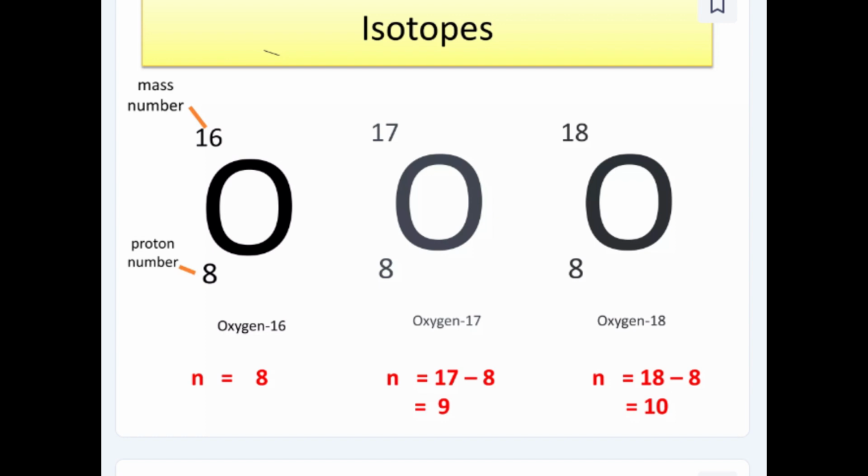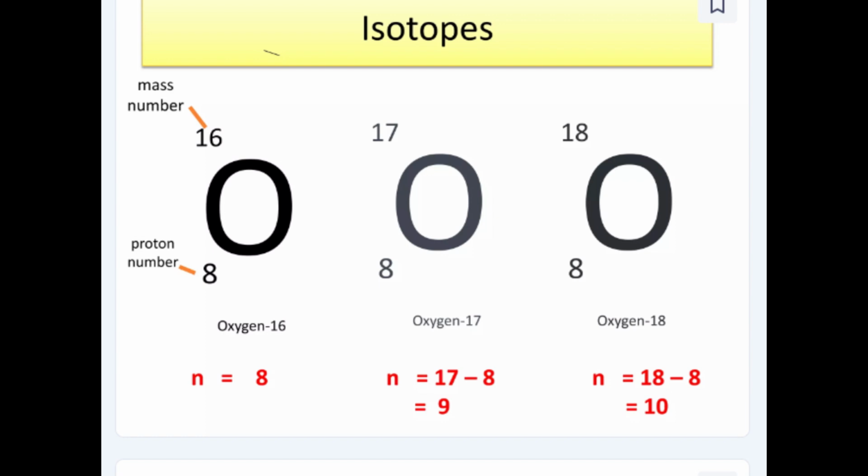Let's look at some examples of isotopes. Here we take the example of oxygen. In oxygen we see 3 isotopes. They have the same number of protons, 8, which is written as the proton number or atomic number of oxygen, and at the top we see the mass number, which is different on all 3 isotopes of oxygen. The first isotope has 16, the second has 17, and the third has an atomic mass of 18. The proton number is 8, so the number of protons stays the same for all 3 isotopes, but the number of neutrons is different.